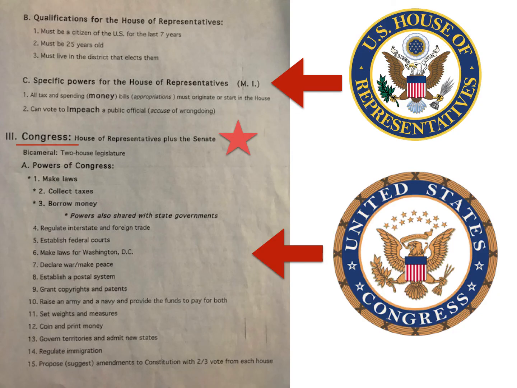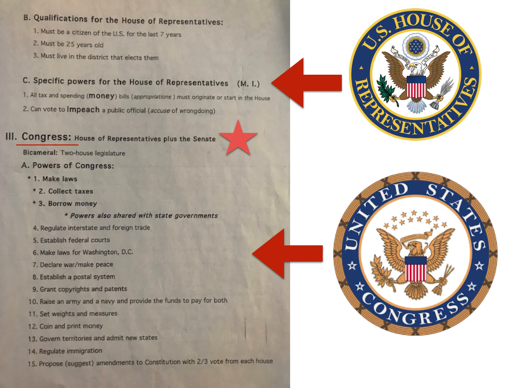Qualifications for the House: you must be a citizen for the last 7 years, be at least 25 years old, and you have to live in that district. So, can I be 23 and be a congressman or a congresswoman? The answer is no, according to the Constitution. There are some very specific powers of the House of Representatives.